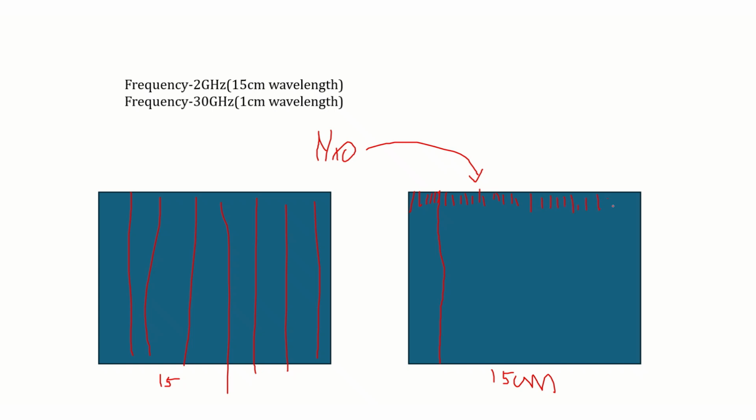That means that if we are going to use the same mesh settings for different frequencies, we can see that with an increase in frequency, like if the frequency is 30 gigahertz, the wavelength is more and the number of mesh cells will be more. So this is one of the important things that we have to consider while doing the simulation.